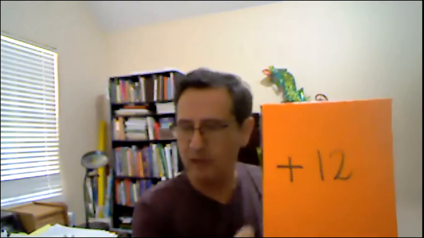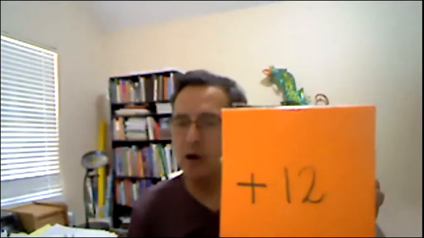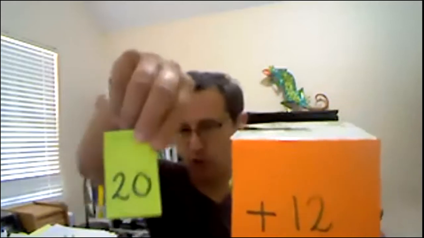So what is going to happen inside? 8 plus 12. And what's the answer? What is the output? So the output is 20. One more time. Input 8. Rule plus 12. 8 plus 12, 20.